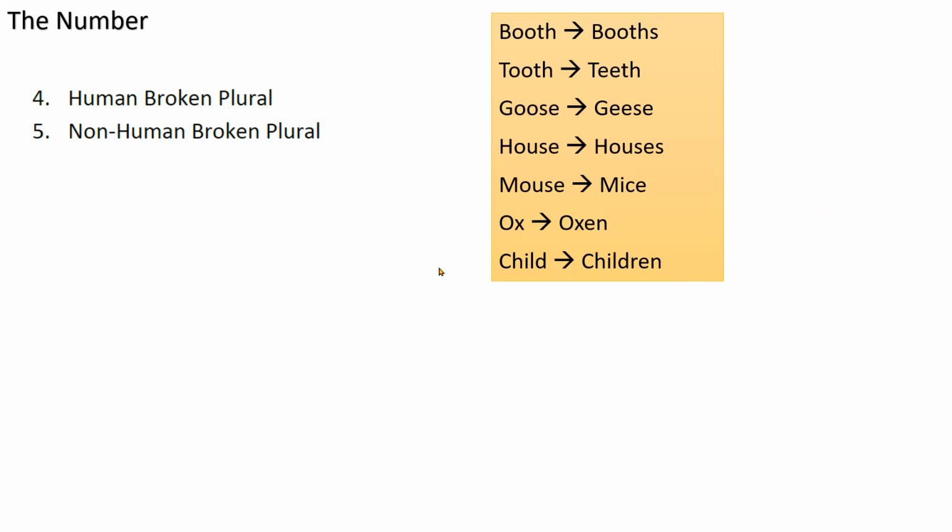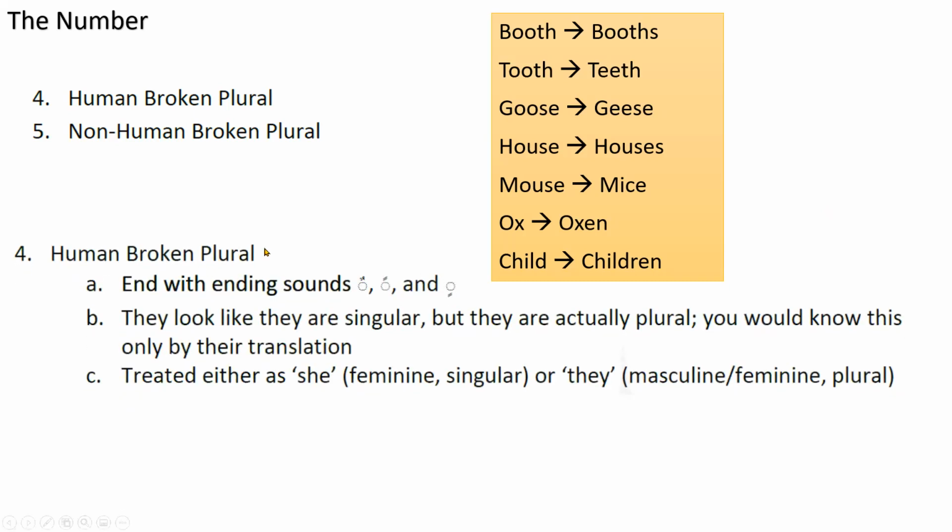Human broken plurals end with the ending sounds un, an, and in. So what they're saying here, and we'll see some examples, is that human broken plurals don't have una, ina for their plural. Remember the human words Muslimun, Muflihun, Mu'minun, Nasihun, Salihun that we did? They have una, ina for plural.